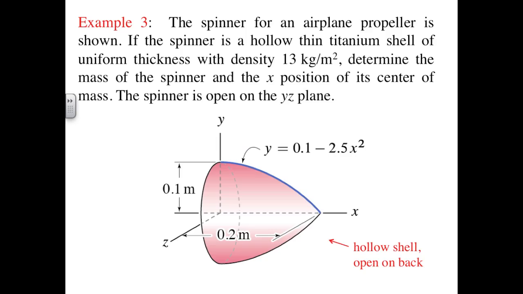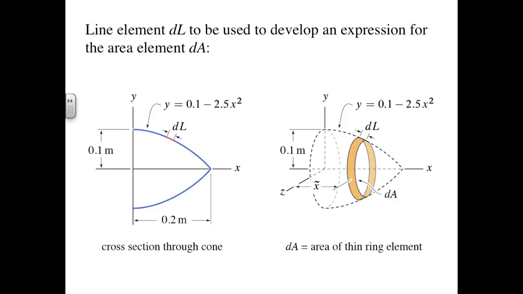Now for our last example, we're going to have the same geometry essentially, but now we're dealing with a hollow, thin titanium shell which has a small but non-specified thickness that's embedded in its areal mass density of 13 kilograms per meter squared. Again, we want the mass of the spinner and the x position of its center of mass. And so we're going to have a geometry now that looks like this.